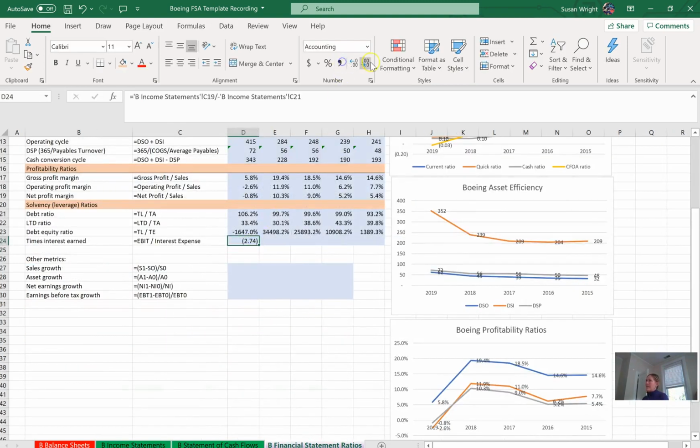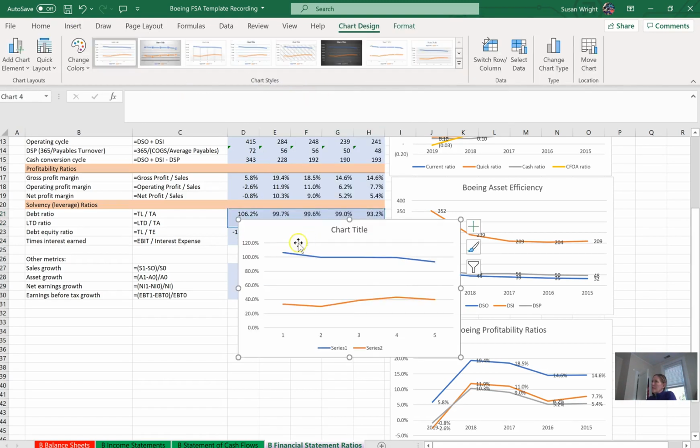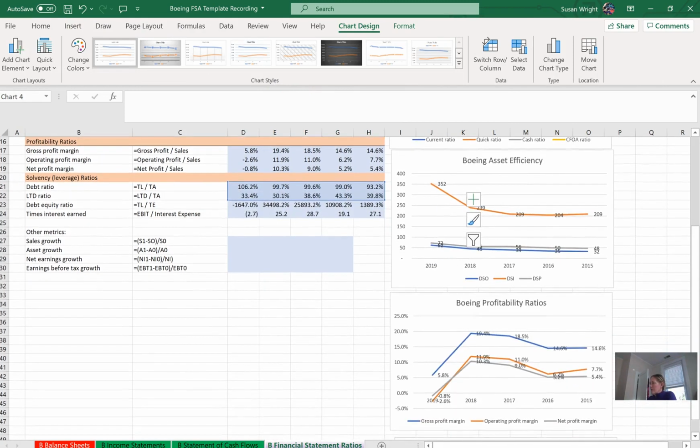And I want that as a number, so I'll get rid of those decimals and shrink it down to one decimal place. That's perfect. All right, so we used to have $25 of profit for every $1 in interest. Now we don't have any profit. We have negative $2.70 for every $1 we owe in interest. These are horrible. All right, so I think we did the first two. We graphed for Lockheed. Because like I said, that third one, it just doesn't make any sense. So we'll do that. That's your solvency ratios.